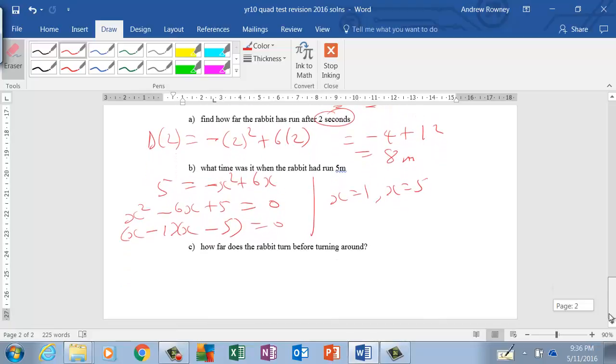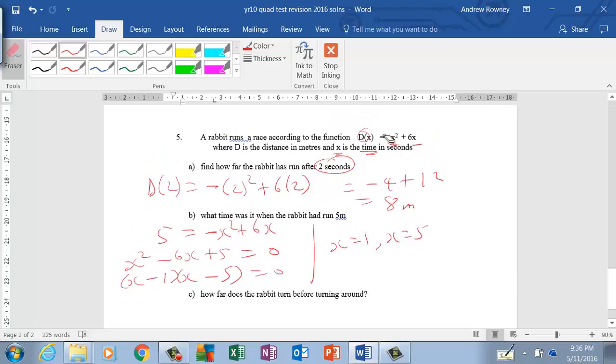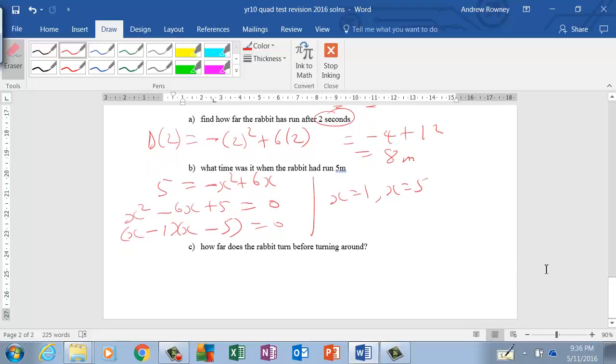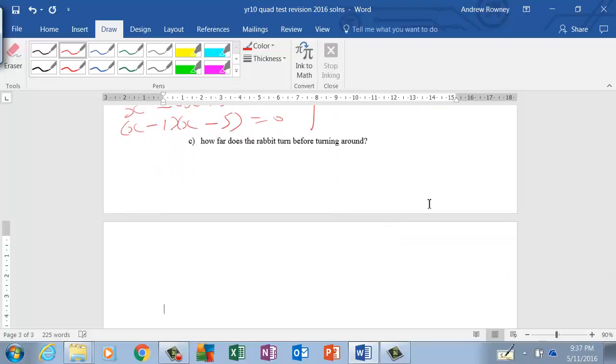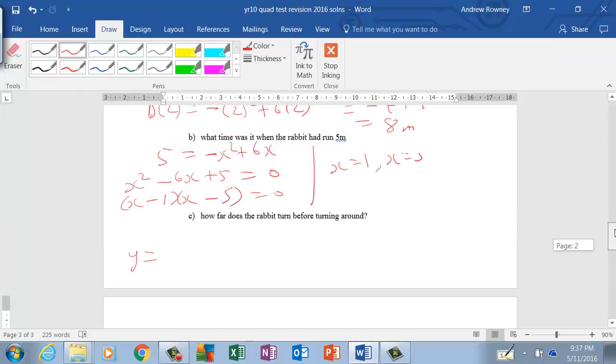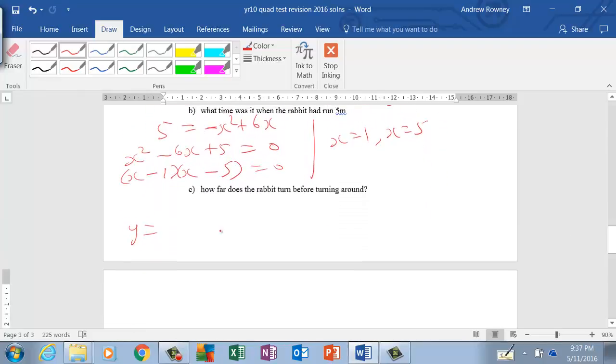So it turns around when it's halfway between 1 and 5, because the turning point is halfway between the 2 x-intercepts. But this isn't the quadratic, so it's not 1 and 5, so we have to go back and plot this graph here. I'll give myself a little bit more room. Okay, so plotting the original quadratic, which is y equals minus x squared plus 6x.